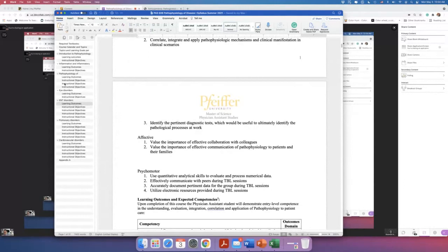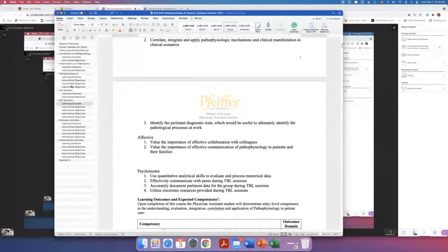In every section, you're going to have the learning outcomes and the learning objectives. Remember, these instructional objectives are the topics that we are going to use to create the exams. This doesn't mean that these are all the topics of ENT or pulmonology, etc., but they are the most representative diseases of the different organs.